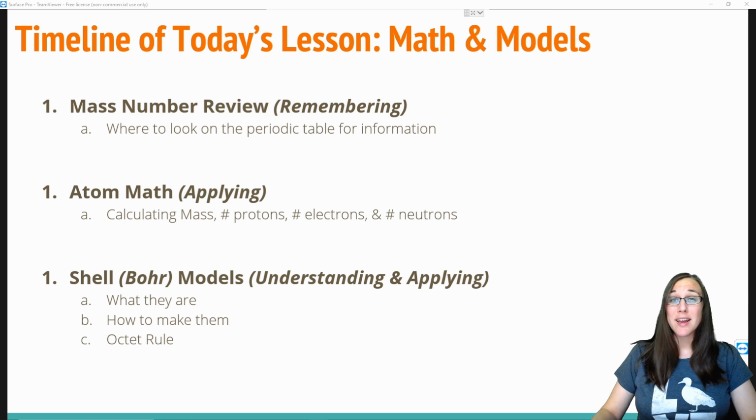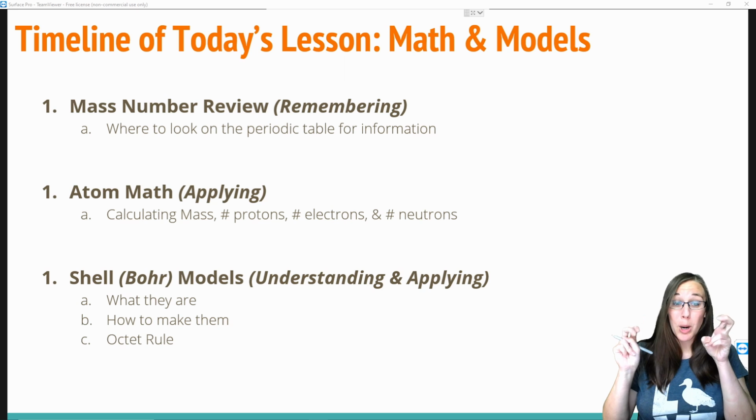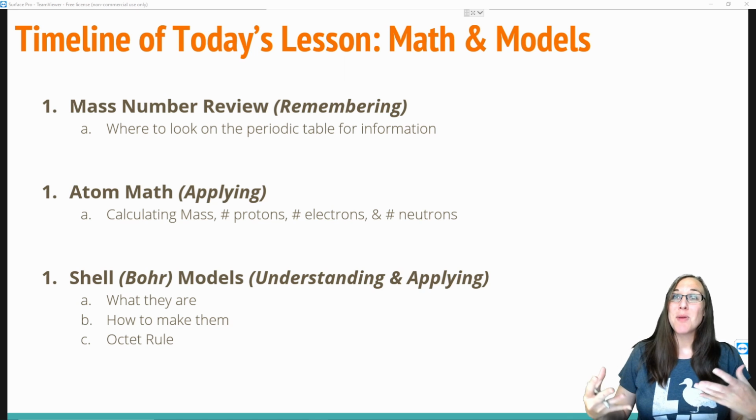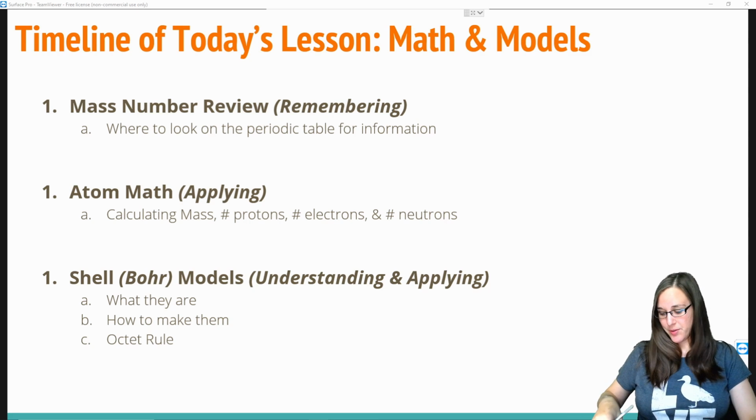So we're going to jump right into calculating the mass, number of protons, number of electrons, and number of neutrons, and then we're going to go into drawing shell models, also referred to as Bohr models: what they are, how we make them, and the Octet Rule.